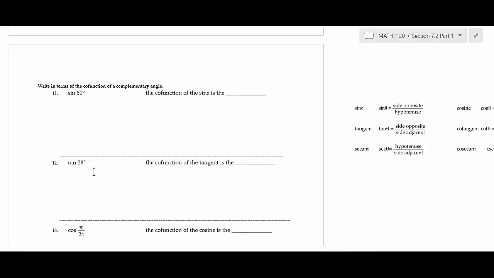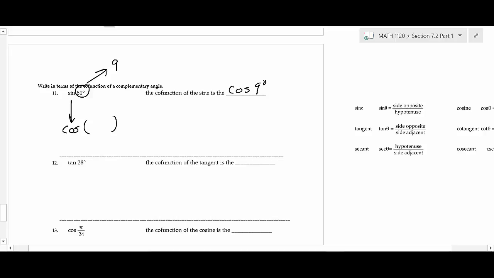You don't have to look at the identities. If you know what a cofunction is, it's real easy. What is the cofunction of the sine? It's the cosine. What angle is the complement of 81? 9. So the answer to this problem is cosine of 9 degrees. The identity would go like this: sine of 81 is equal to cosine of 90 minus 81.